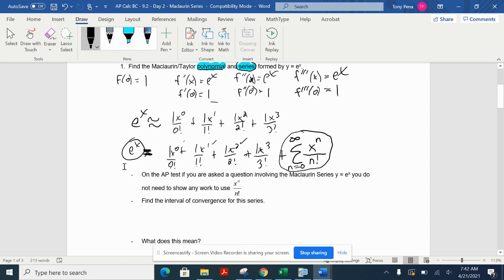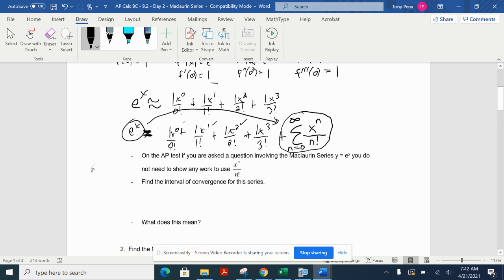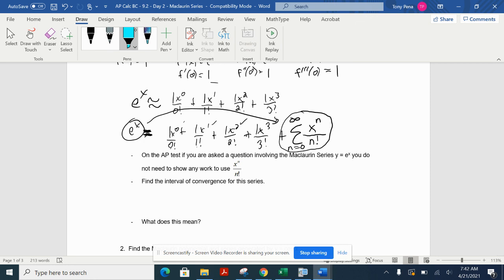Big point here on the AP test: if you're asked a question involving the Maclaurin series for y equals e to the x, you do not need to show any work to just jump from here to here. You can go right to it. What I do want you to do, though, is find the interval of convergence for this series. So here's the new series that we just created. Let's now go through and find this interval of convergence. That's what we spent 2 days on, so we should hopefully be pretty good at these.